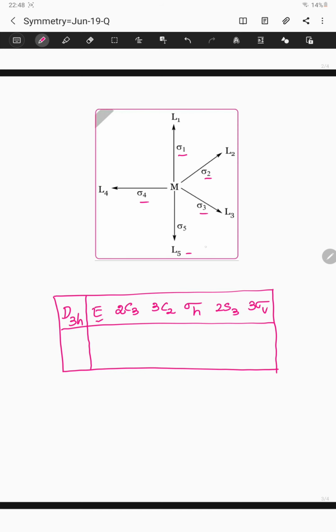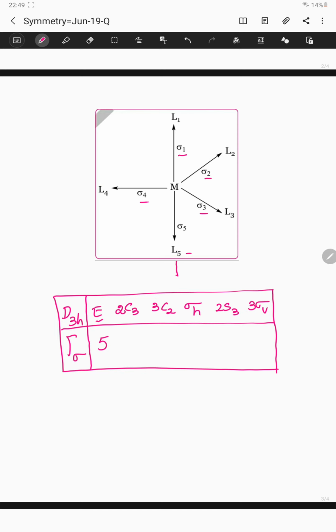When the identity operation is carried out, all the 5 bonds remain there. It is a doing nothing operation. So when we are trying to find out the gamma sigma, which is the reducible representation, the character under the identity element would become 5, because all the 5 sigma bonds will be unshifted.